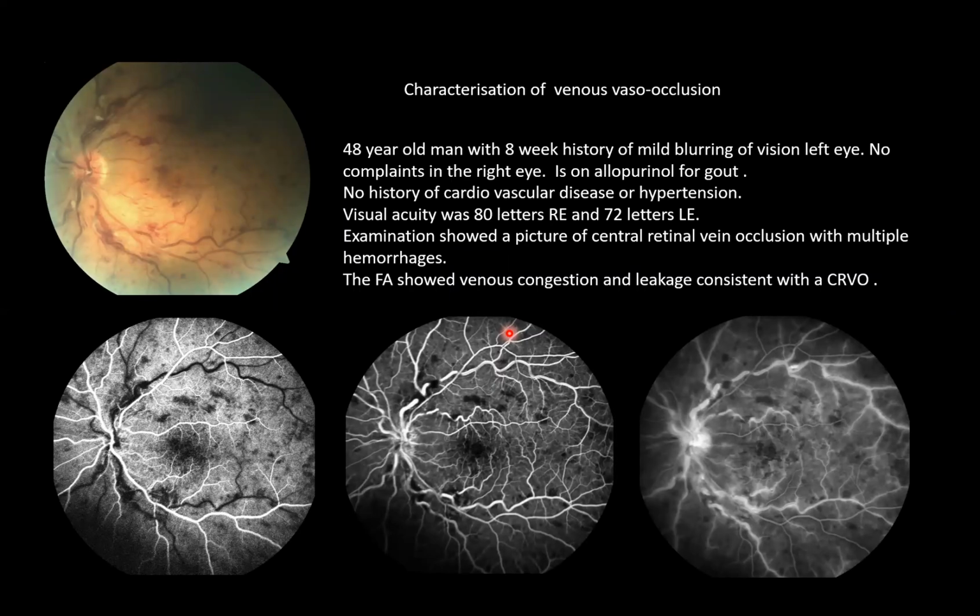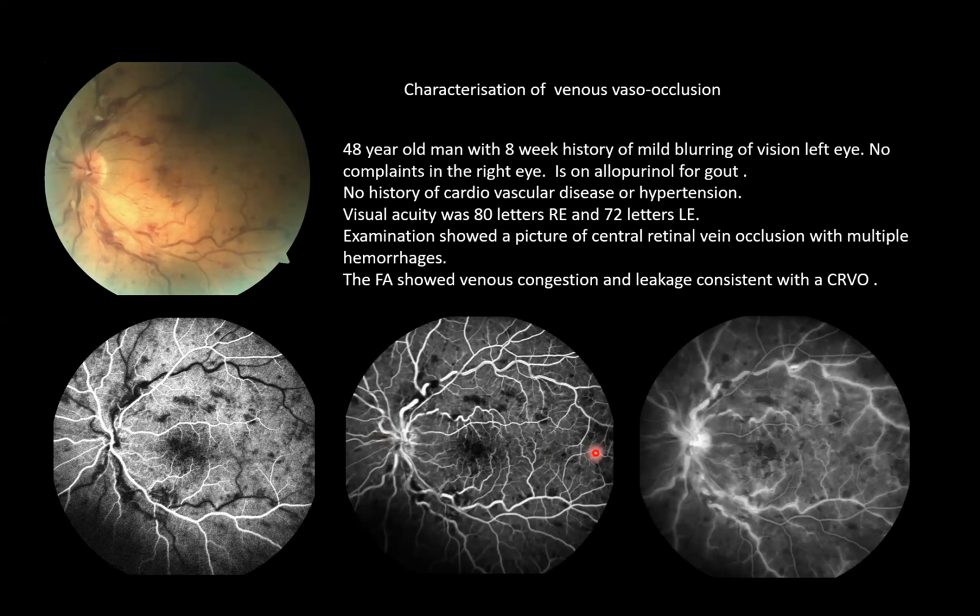So the next case will show us that it doesn't always have to be ischemia that causes the vessels to be leaky or staining a little bit. This is a 48-year-old man with an 8-week history of mild blurring of the vision. There is really not much of a cardiovascular history, and the vision is still very good compared to how the eye looks, with 4-quadrant hemorrhages, dilated tortuous veins, and what you would describe as a potential central retinal vein occlusion with lots of hemorrhages.